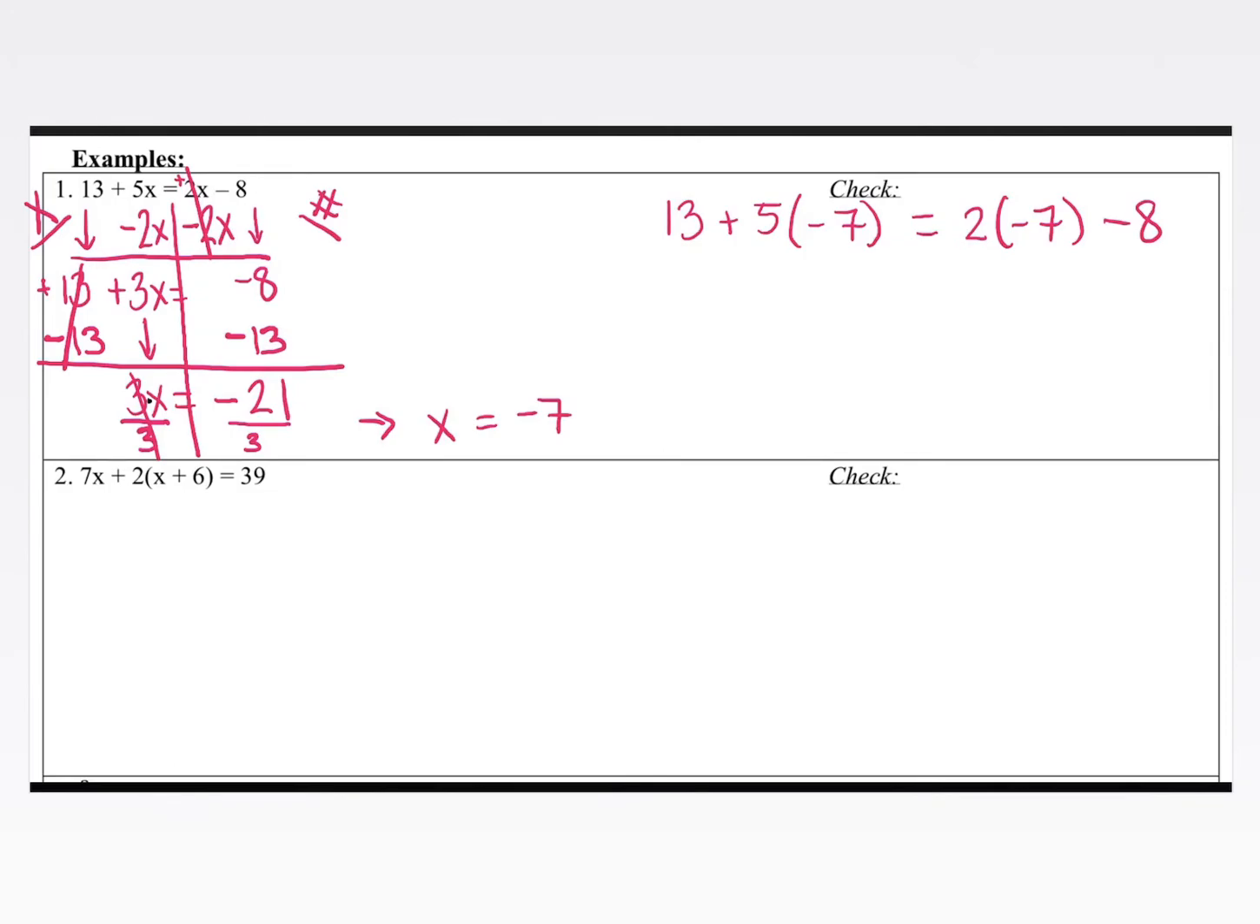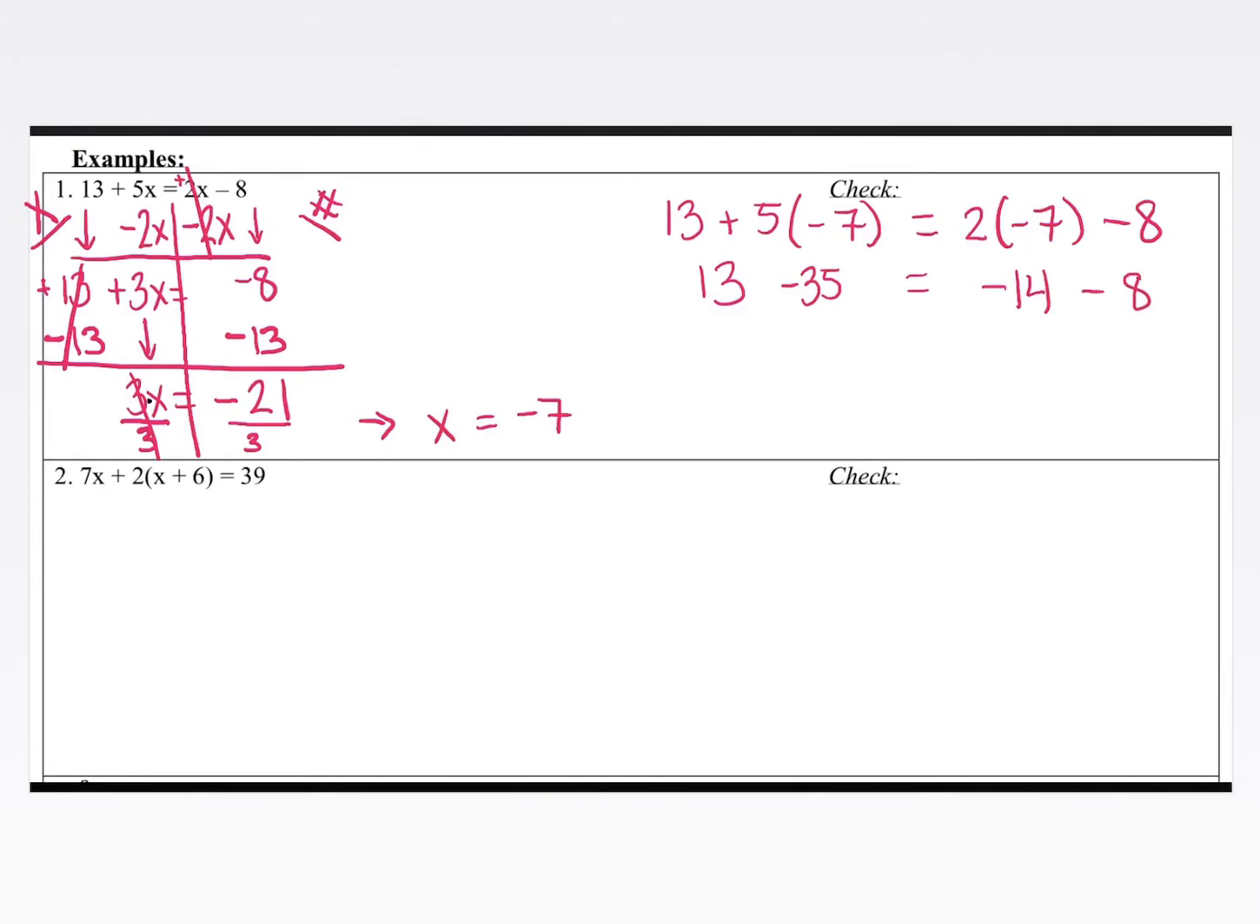On the left-hand side, we can simplify using PEMDAS, so we'll deal with our multiplication first. 5 times negative 7 is negative 35. So on the left-hand side, we have 13 minus 35. This is going to be equal to 2 times negative 7, which is negative 14, then minus 8.